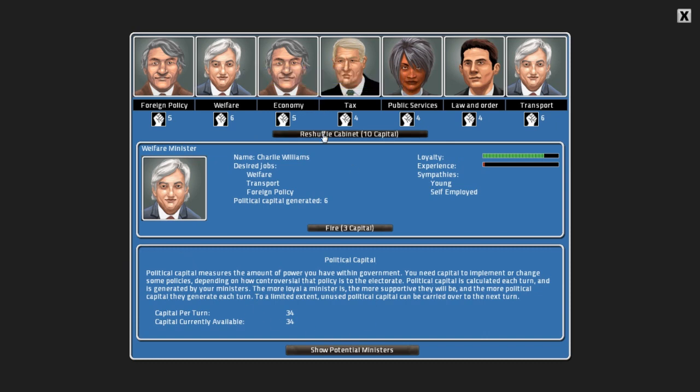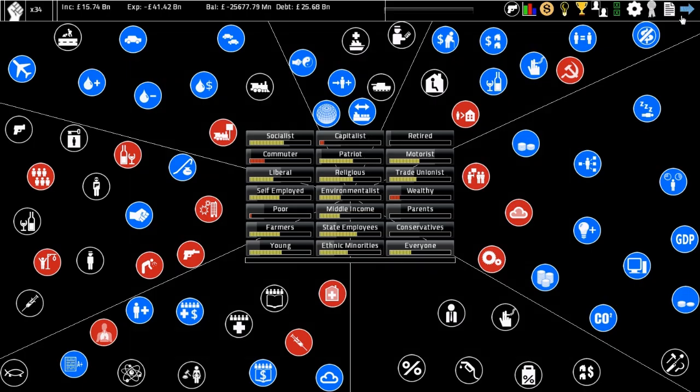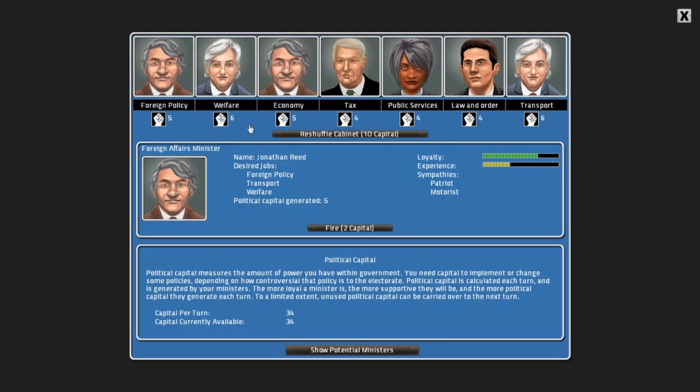One of the other things that I have here is this button, Reshuffle Cabinet, which will cost me 10 capital. That effectively fires all of them, but without any of the negative connotation, so I can then rehire them. It's a way of moving people about without firing them, because you couldn't reshuffle in the past. And I think, as I recall, that some of this has changed. I don't think you could see loyalty and experience on potential ministers in the past. There'll be a different system for doing these pictures as well, so you'll never get this slightly depressing scenario where there's 2 profiles looking exactly the same. Hopefully that's never going to happen again.